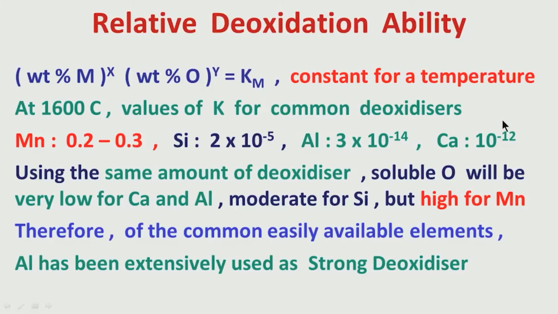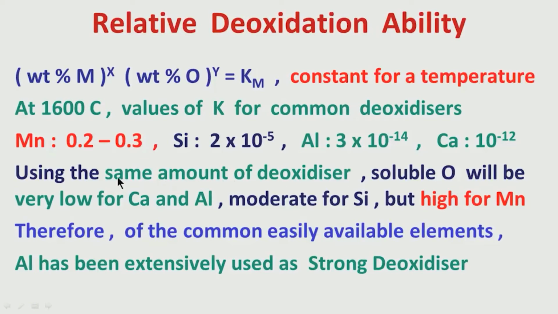Please try to remember that from the oxidation reaction, we come to this understanding of the K value, that is, the deoxidation constant for the common deoxidizers at a reasonable temperature, say 1600 degrees centigrade. If the temperature changes, the values will also change. But let us talk about this particular temperature. The values are: manganese around 0.25, silicon 2 into 10 to the power minus 5, aluminum 3 into 10 to the power minus 14, calcium around 10 to the power minus 12.